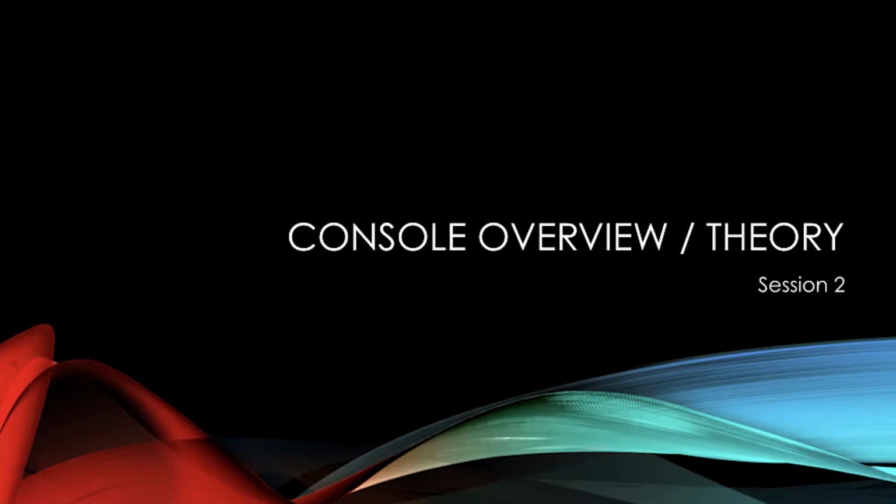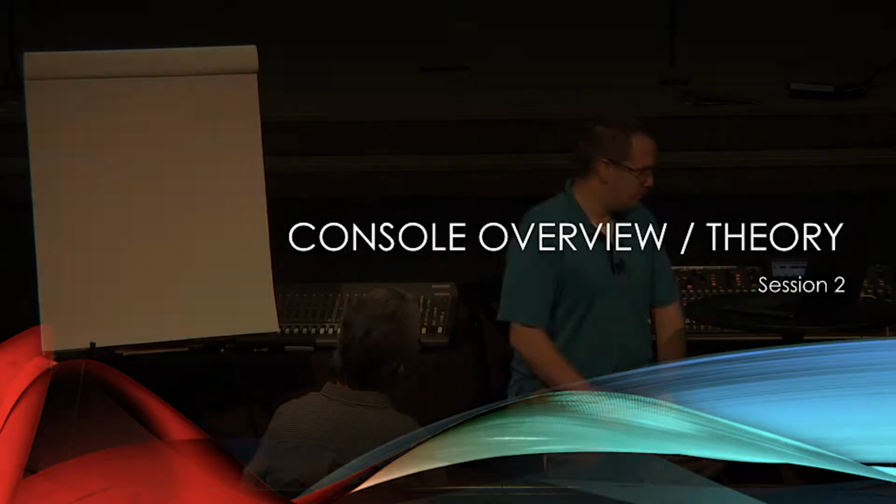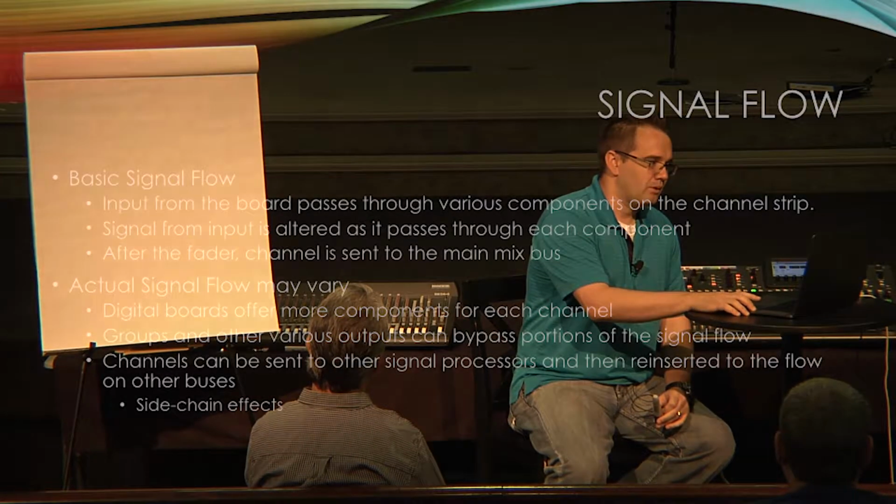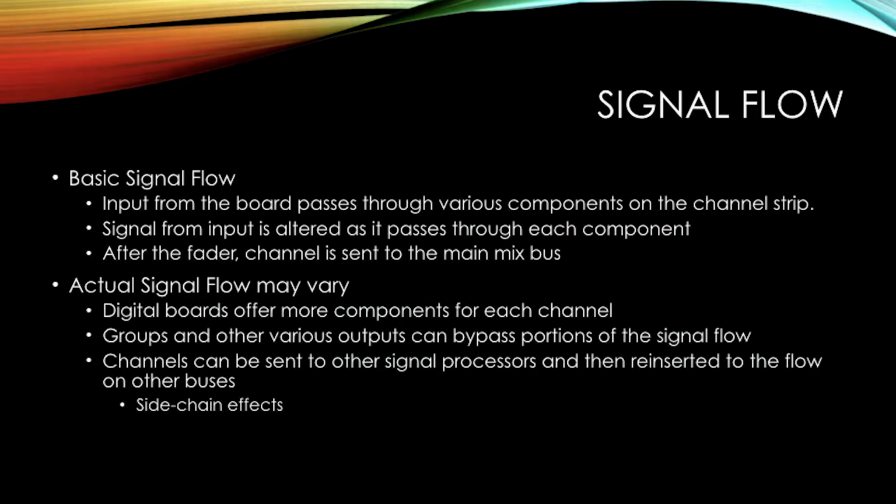All right, we'll go ahead and start talking about consoles a little bit. First thing we need to talk about with any console that you come in contact with, there's always signal flow. So your basic signal flow is going to be anything that goes from your input to your output. How it gets through the board, there's various processes that it has to go through in order to get to your output from the board to the PA system.